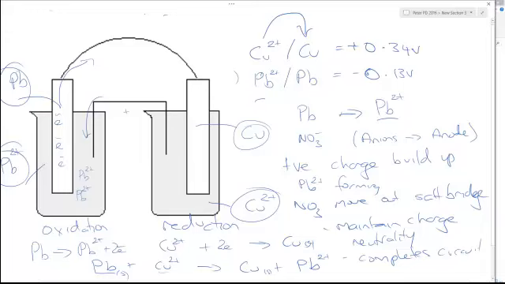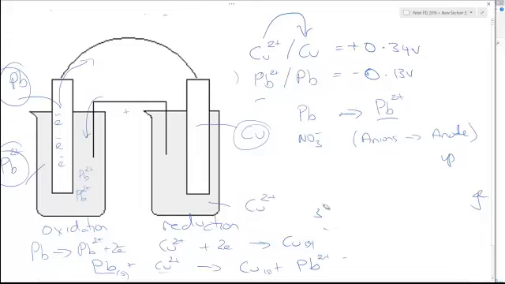So there's an external circuit going through the wire where the electrons move, and then an internal circuit which is through the salt bridge. Now, at this stage I actually haven't mentioned what's going on on the right hand side. So if I was to do that, that would be a little bit different. So I'll just get rid of this.